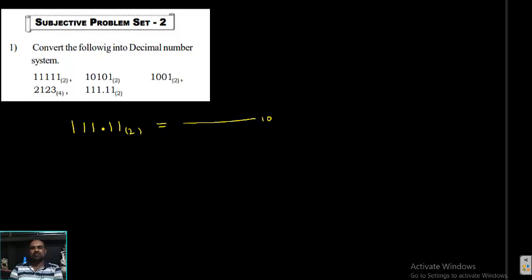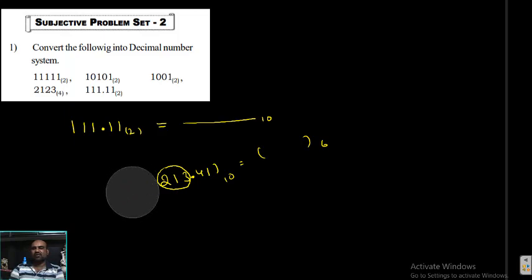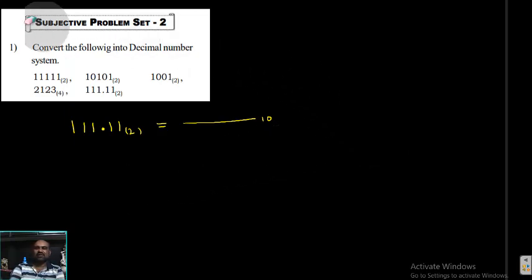Okay, so how to convert? Clearly explained. Listen students, for example, 213.41 in base 10 should be converted into, for example, base 6. What we should do is divide the integral part by 6 and multiply the decimal part 0.41 by 6. I will show you through one example. Again, I will write one more problem, and later I will complete this.